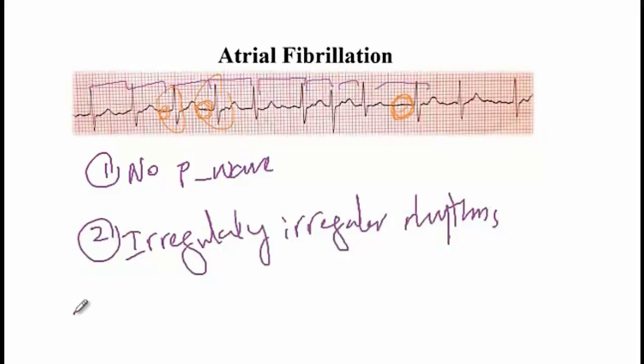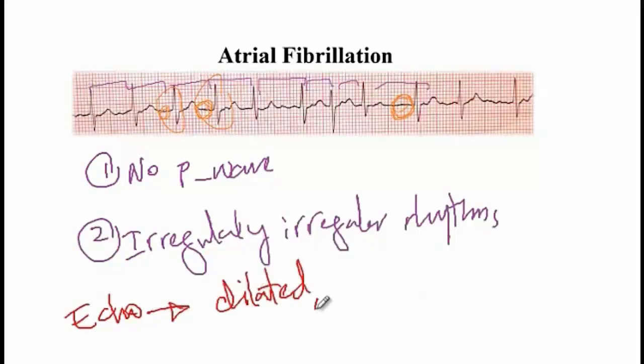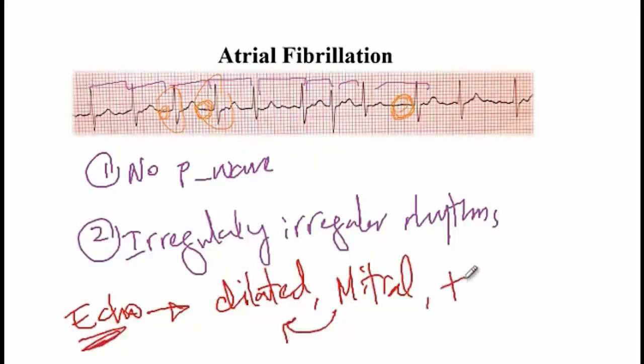And then in these patients, you can obtain an echo to find out the underlying cause of atrial fibrillation. Usually there is a dilated atrium that causes atrial fibrillation, or there are mitral valve abnormalities which can again cause a dilated atrium and lead to the atrial fibrillation. And then echo is also helpful to see if there is any thrombus that is formed inside the heart.